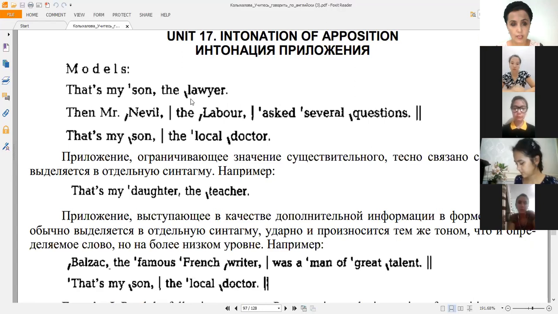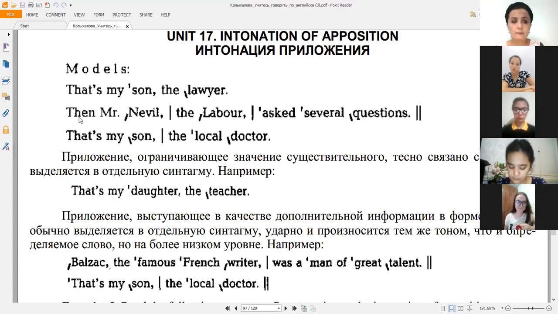That's my son, the lawyer. Yeah. So this is, lawyer is the last stressed syllable. It means this is the nucleus of this intonation group, and on which the direction of an intonation can be changed. Here, lawyer. So we put the stress mark over low falling intonation. So it means that it falls. Yeah, it falls here. That's my son, the lawyer.